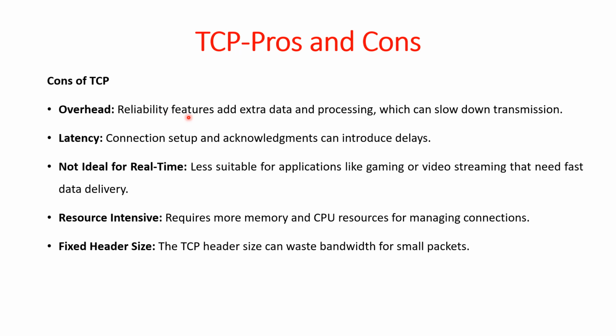Overhead: the reliability features of TCP introduce additional overhead in terms of data and processing, which can lead to reduced throughput in high-speed networks. The connection establishment process, for example the three-way handshake, and the need for acknowledgement can increase latency compared to connectionless protocols like UDP. The delay from retransmission and acknowledgement makes TCP less suitable for real-time applications like gaming or video streaming where speed is crucial.